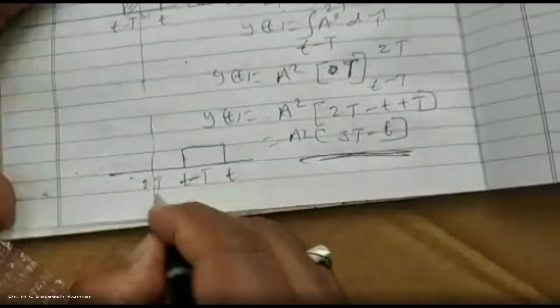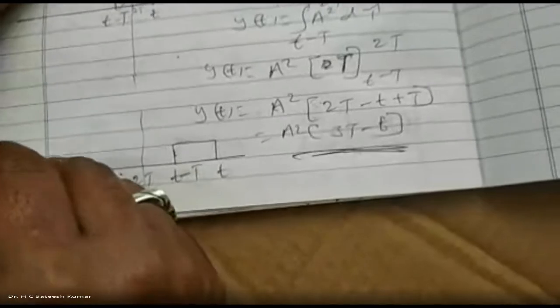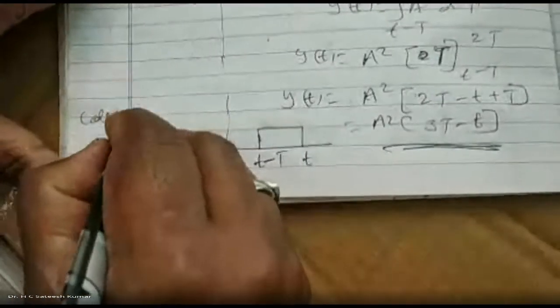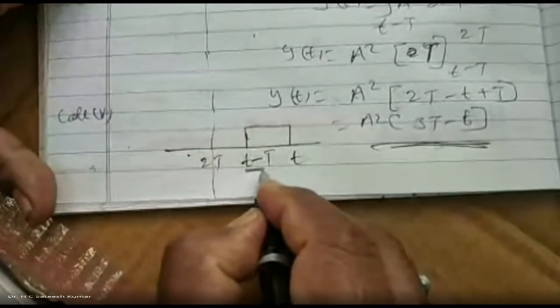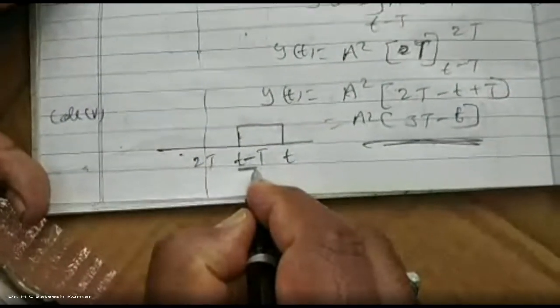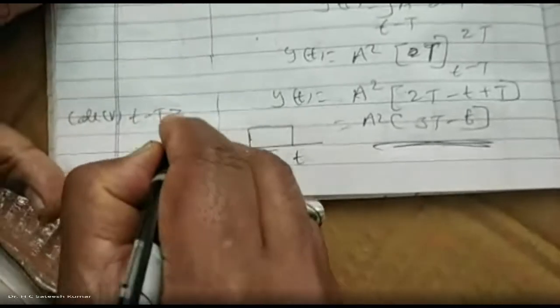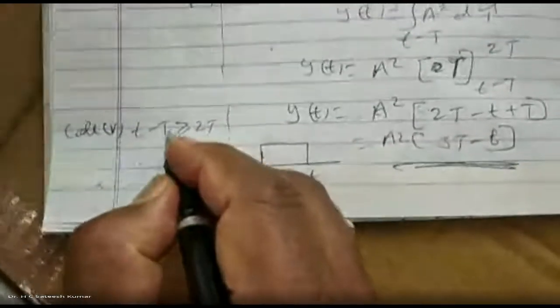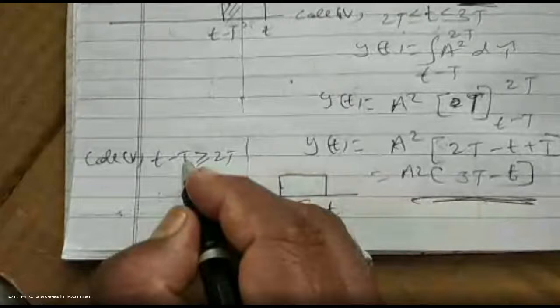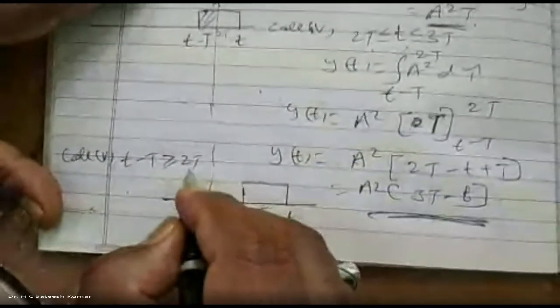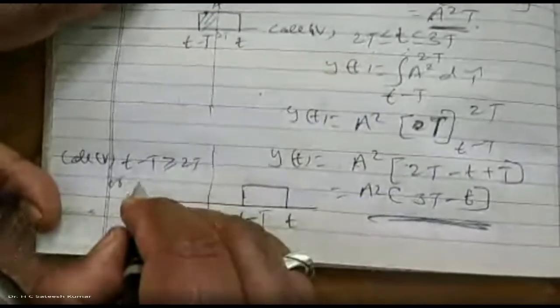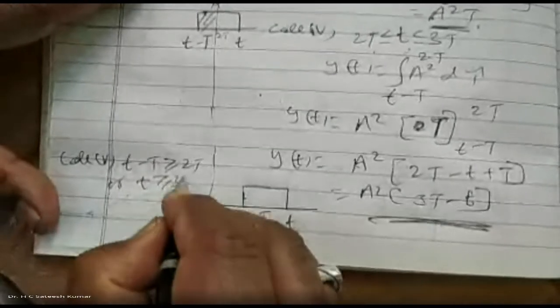What is 2T? Left edge, you take it easy. Case number 5: the left edge of the second signal is crossing the right edge of the first signal. So t minus T is greater than or equal to 2T. Whether you take the left edge or the right edge, you should get the same answer: t minus T is greater than or equal to 2T, or t is greater than or equal to 3T.